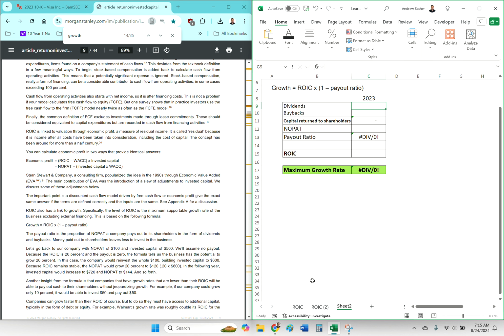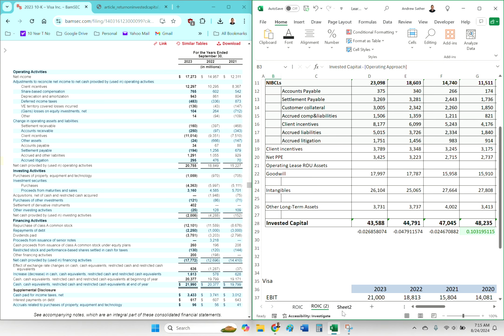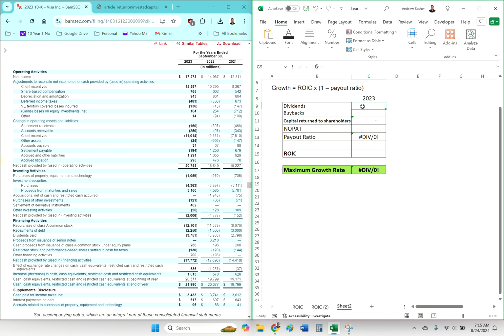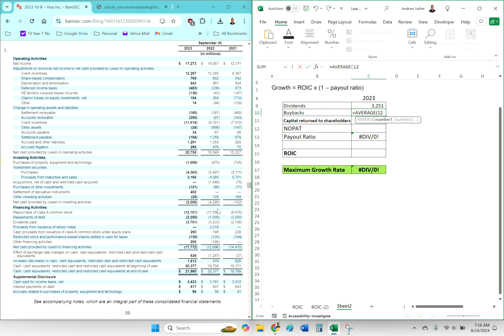So let's do that. What I'm going to do is look at 3 years of history for Visa, just in case we want to make sure there's no huge outflow. We see that sometimes with buybacks, right? So I want to smooth some of that out. So we're going to take the averages for all these repurchases of common stock. So that's how much they bought back in the last 3 years on average.